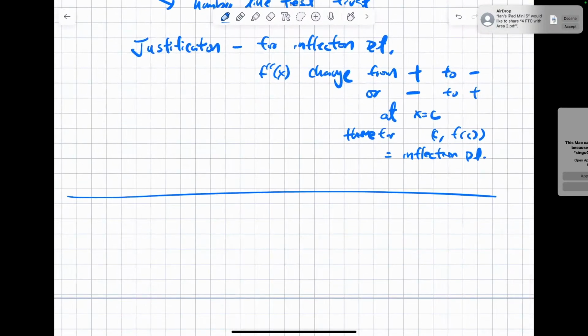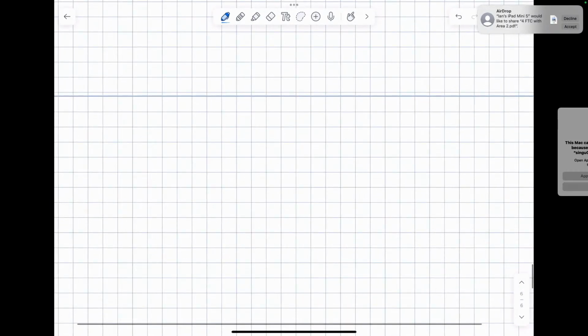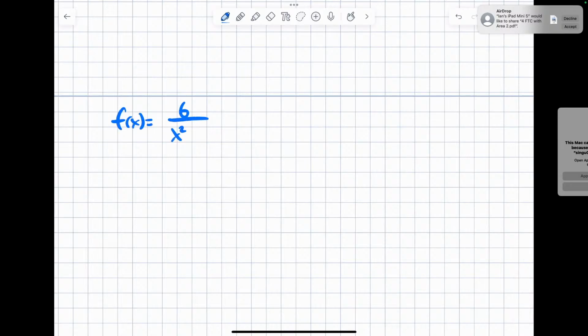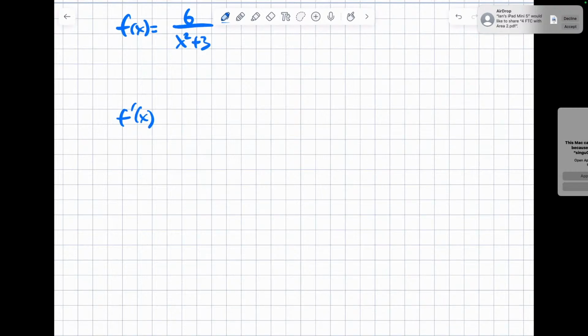We're going to start with this question. It's a little bit complex, but I'm going to ask you to define a couple of things. f of x equals 6 over x squared plus 3. In this particular case, I want you to find f prime of x and do a number line test, and I want you to find f double prime of x and do a number line test. But you've got to check with each other what your first derivative and second derivative are.